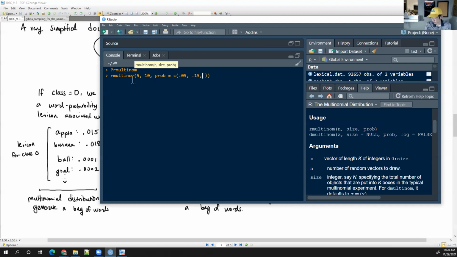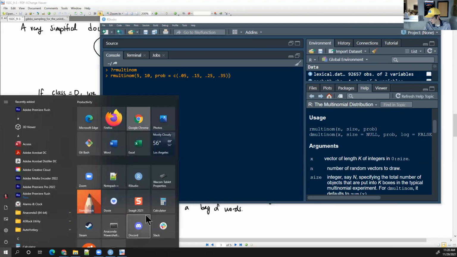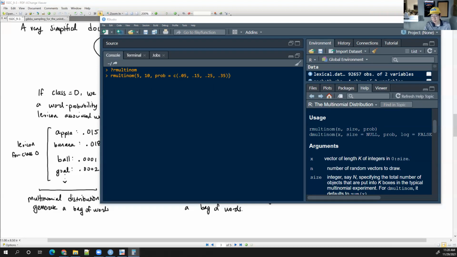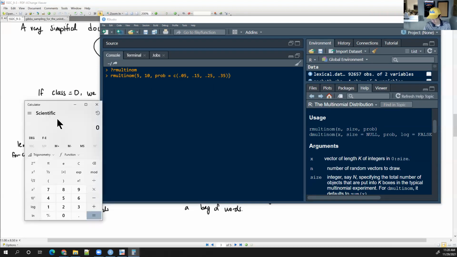So I could say 0.05, 0.05, 0.15, 0.5. What does this add up to so far? It's 0.2. All right, so we got 5 categories here.